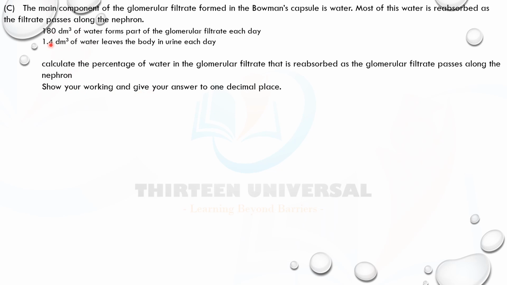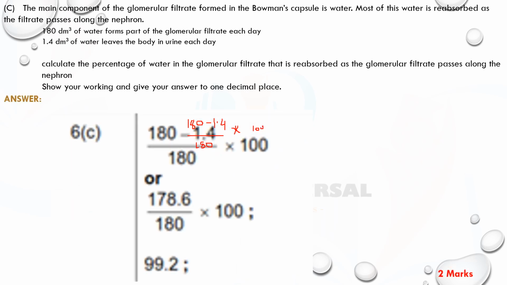So the amount that is reabsorbed is 180 minus 1.4. So (180 minus 1.4) all over 180, times 100, that's the percentage. Because out of 180 we reabsorb, and 1.4 is left. So the one that is reabsorbed is 180 minus 1.4, all over 180, times 100%. That's how to calculate it, and what you have is 99.2.